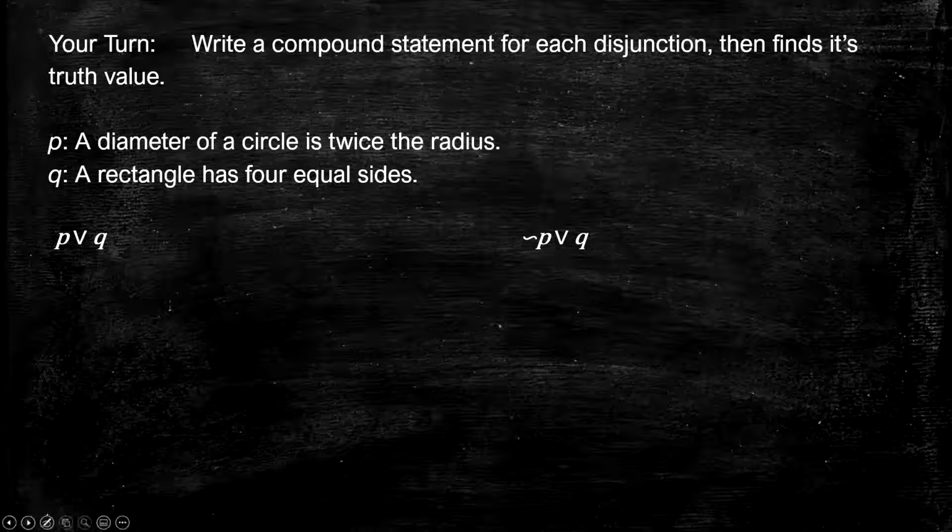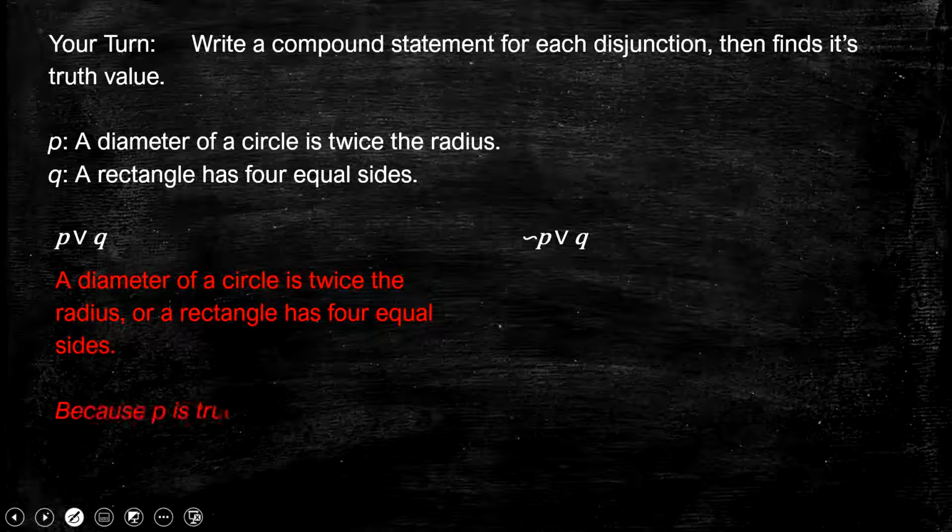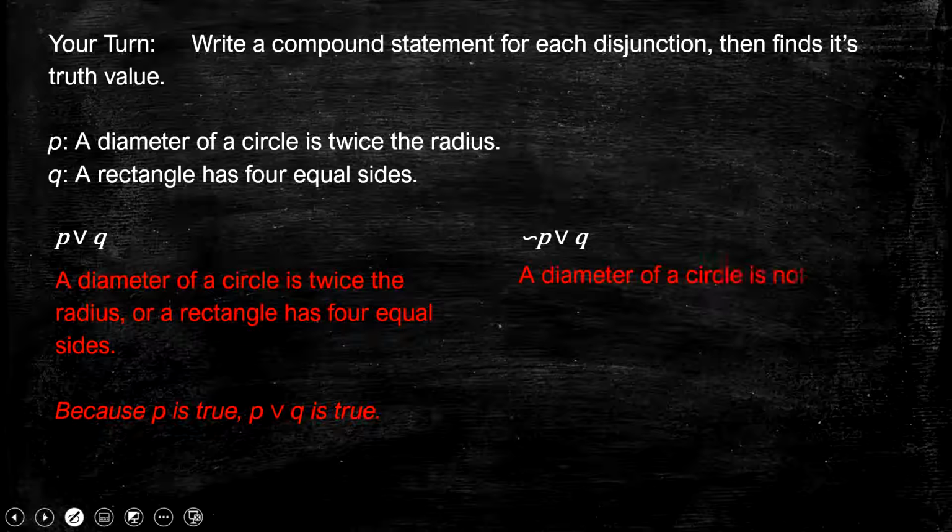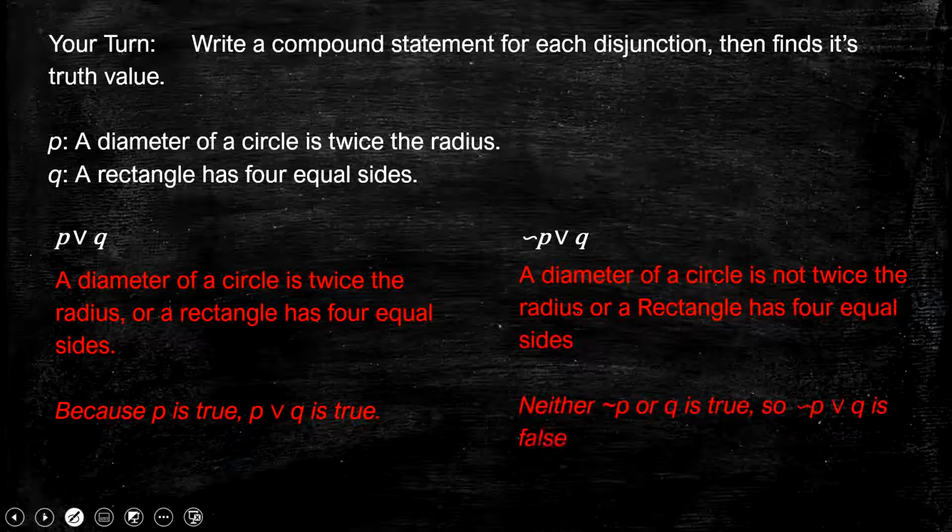Okay. The diameter of a circle is twice the radius, or the rectangle has 4 equal sides. Because P is true, the whole thing is true. The second one, not P or Q. A diameter of a circle is not twice the radius, or a rectangle has 4 equal sides. Again, those are both false. We know they're both false because we just proved that the diameter is twice the radius. So because they're both not true, the whole thing is false.